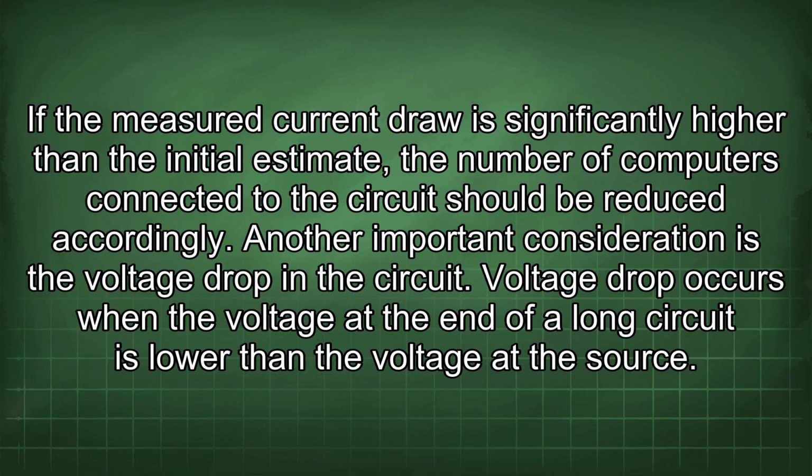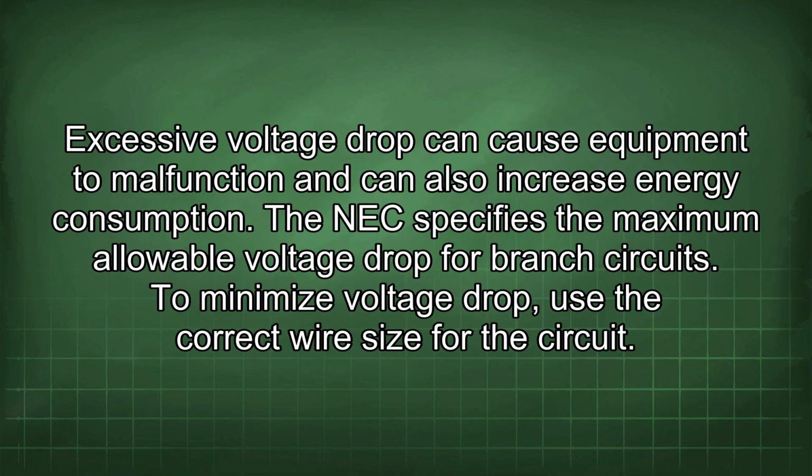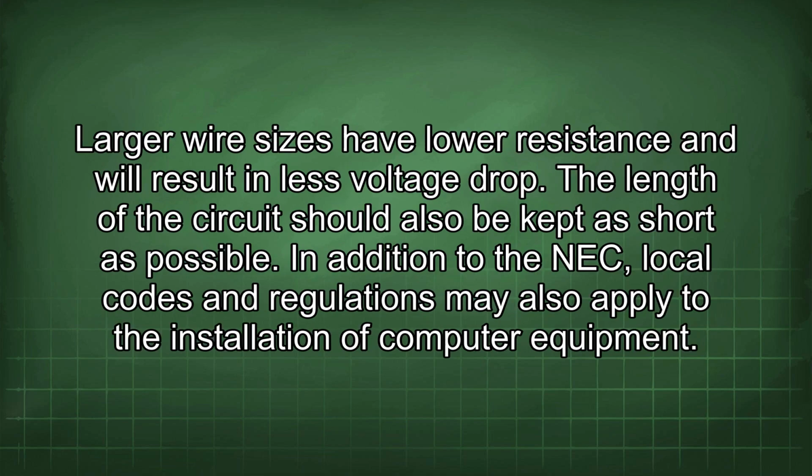Voltage drop occurs when the voltage at the end of a long circuit is lower than the voltage at the source. Excessive voltage drop can cause equipment to malfunction and can also increase energy consumption. The NEC specifies the maximum allowable voltage drop for branch circuits. To minimize voltage drop, use the correct wire size for the circuit. Larger wire sizes have lower resistance and will result in less voltage drop. The length of the circuit should also be kept as short as possible. In addition to the NEC, local codes and regulations may also apply to the installation of computer equipment.